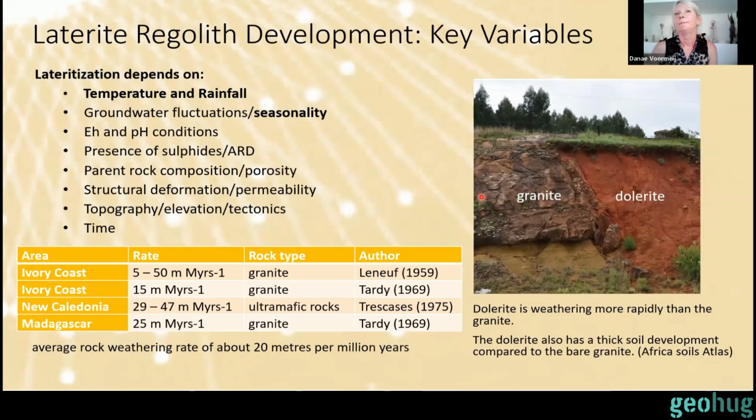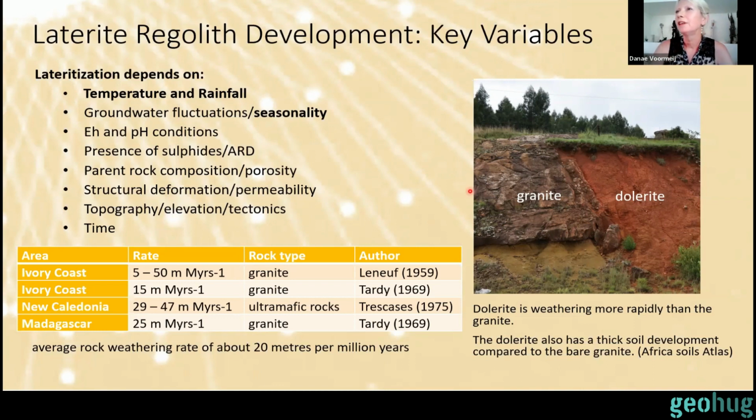Laterite regolith development depends mostly on temperature and rainfall, and in particular seasonality of this rainfall. There are many other conditions: Eh/pH conditions, presence of sulfides that create a more acidic environment, parent rock composition, the porosity, structures, and permeability, as well as tectonic shifting, uplift, and of course time. It's estimated that laterite regolith development occurs at a rate of about 1 meter per 10 million years, because you have to take into account the erosion.